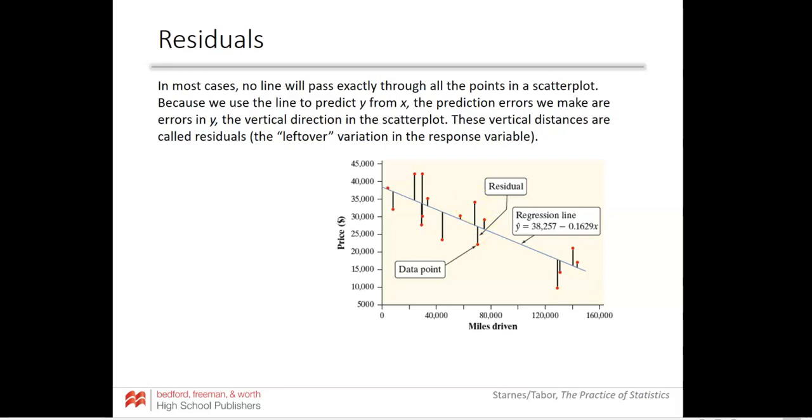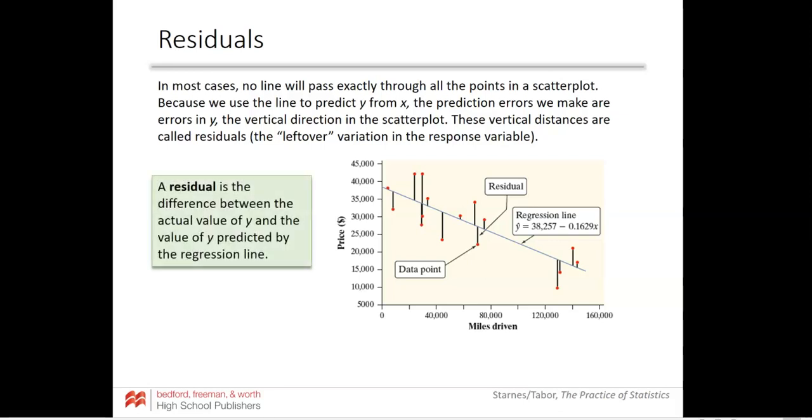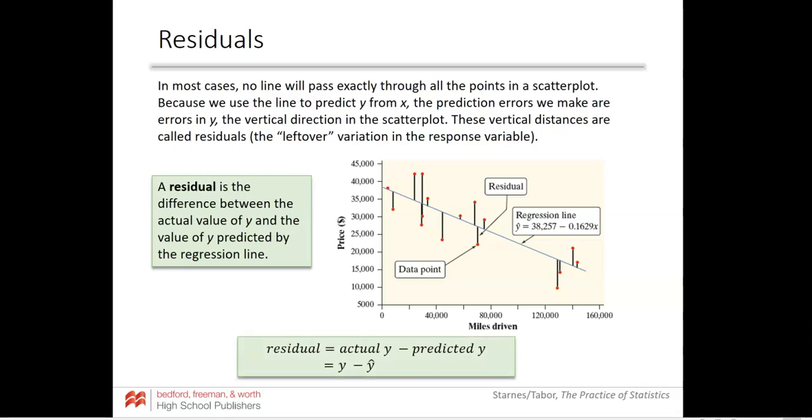Interestingly, all the residuals, positive and negative, if you add them all up, will always add up to 0 if that's a regression line. So it's the difference between the actual y value and the value of the y predicted. The formula is this: the actual y value minus the predicted y value. It's important that you remember these are y values. We're subtracting and adding vertically here. So we're talking about the vertical distance there.